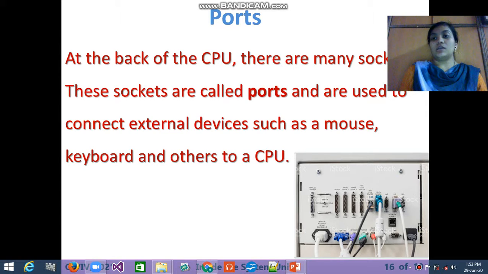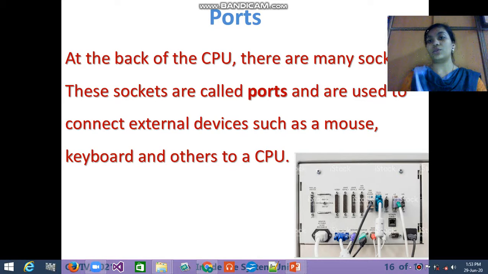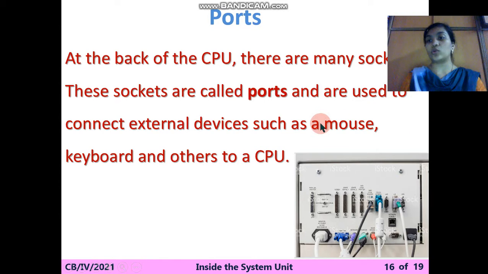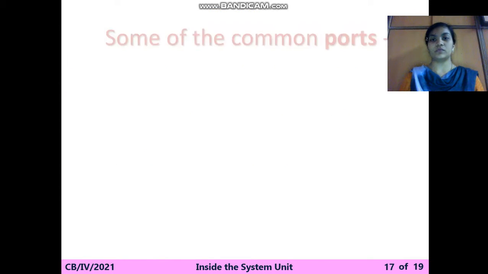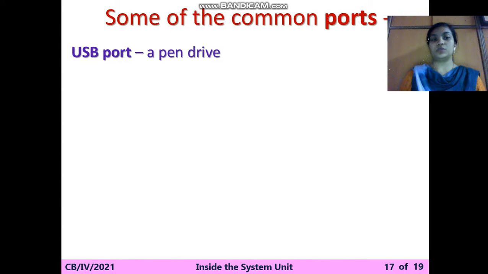Okay, we already learned the secondary devices, and these ports are used to connect the secondary memories like a pen drive, CD, DVD. A CD and DVD drive is a different thing, but if you want to connect the pen drive, then you have to use the ports. Okay, now we are going through these ports one by one. First one is the USB port.